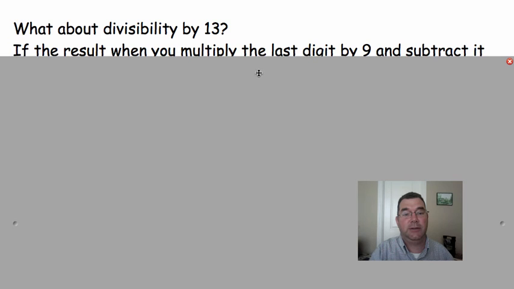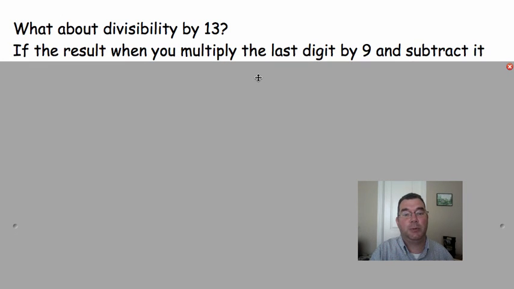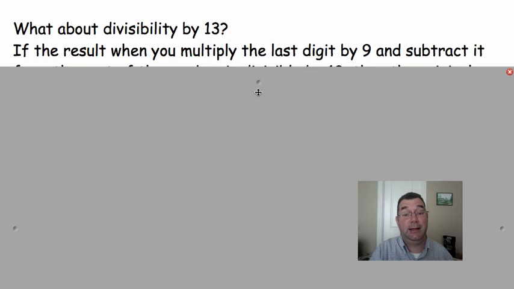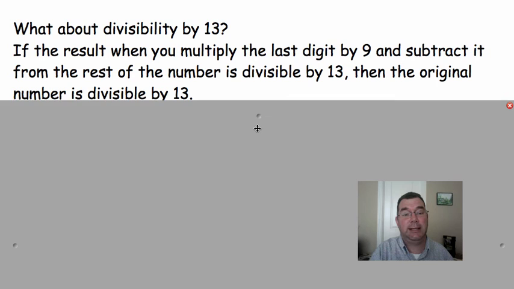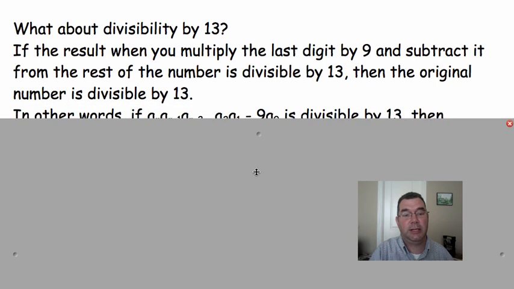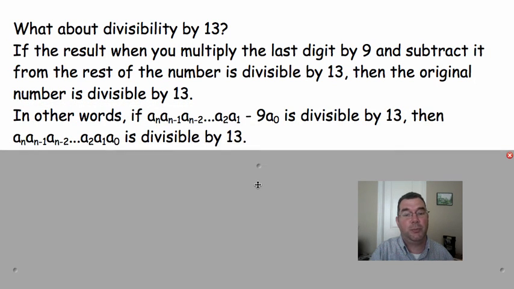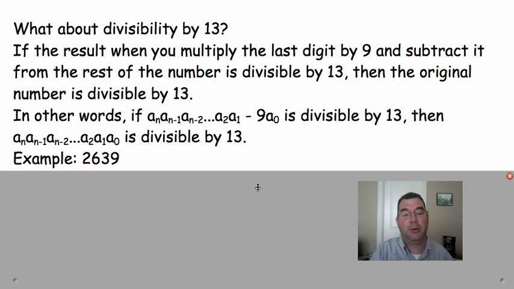So basically, if you do the same thing that we did with 7, but instead you multiply the last digit by 9 and subtract it from the rest of the number. If that's divisible by 13, then the original number is divisible by 13. Basically the same thing we did for 7, but we're taking that last digit and multiplying it by 9 and subtracting it from the rest of the number. So here's an example, 2,639.